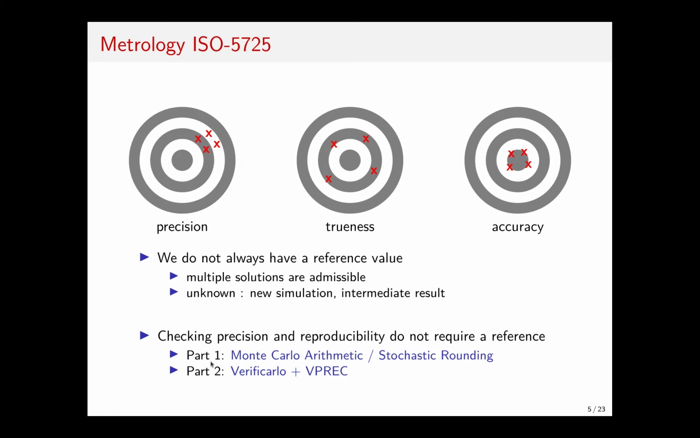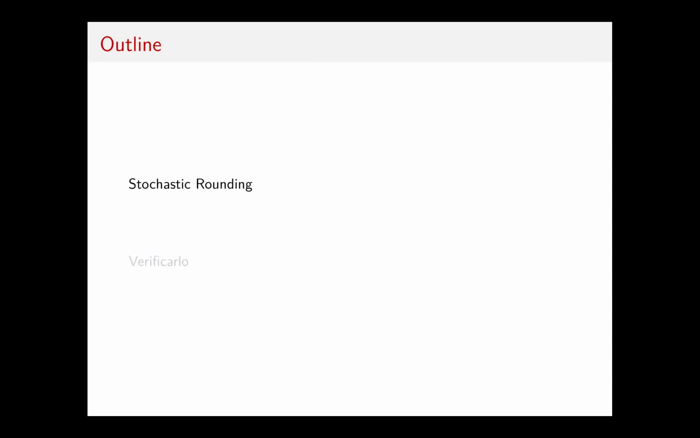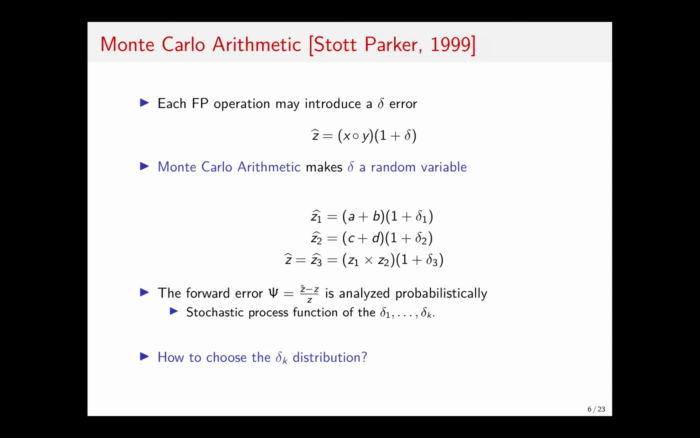And now I'm going to give the outline. So in the first part, I'm going to present Monte Carlo arithmetic, which is also called stochastic rounding, which is the theoretical underpinning of VerifiCarlo. And then in the second part, I will present the tool and also one of its backends, variable precision, that allows to explore or reduce precisions in computation. Okay, so let me start with a bit of theory.